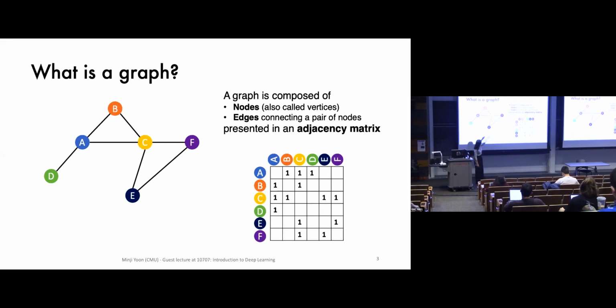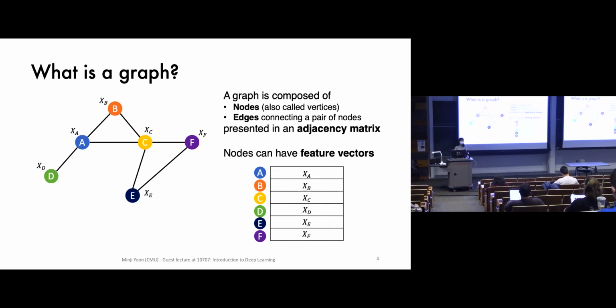You list the nodes on the rows and columns. And if two nodes are connected, for example, if A and B are connected, in the BA and AB index you will put one. If they are not connected, you're going to put zero. By doing that, the adjacency matrix can represent the graph structure.